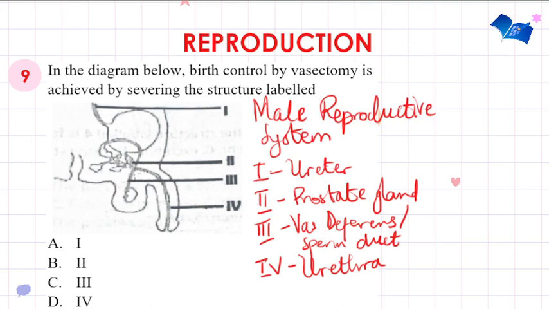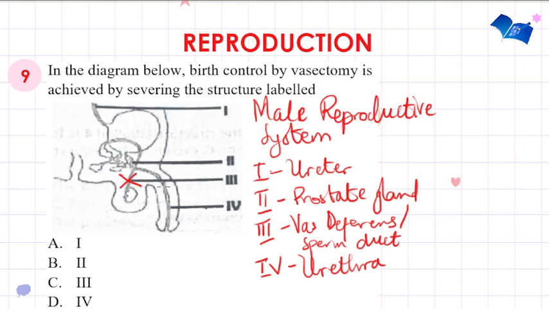If it's severed, if it's cut, you can see very well that it will prevent the flow of sperm from the testis, the epididymis, to outside for fertilization.